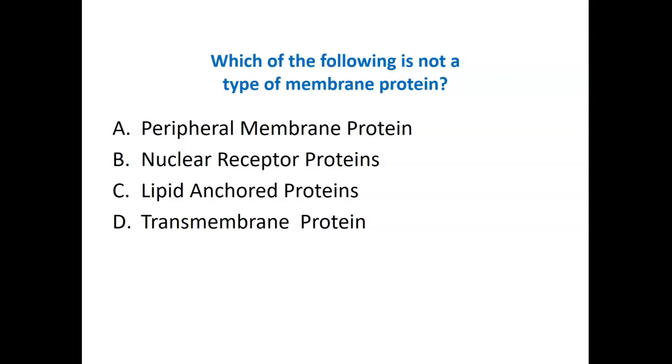I want you to go ahead and take a second to answer the following question. Which of the following is not a type of membrane protein? Go ahead and answer that. Hopefully you chose answer B. The nuclear receptor proteins are not found in the cell membrane. They are, as their name implies, found in the nucleus and actually act as transcription factors. Even though we haven't talked about that in our class, the name implies that they do not reside in the cell membrane, but rather in the nucleus.